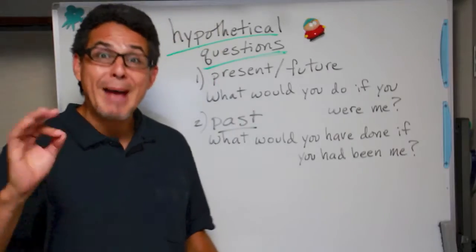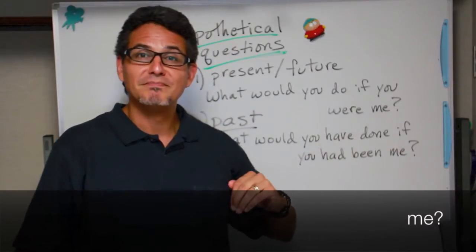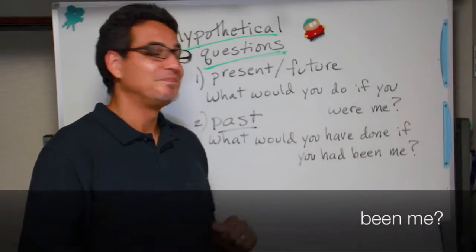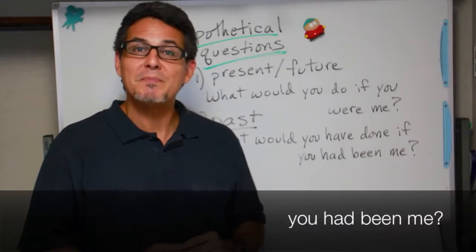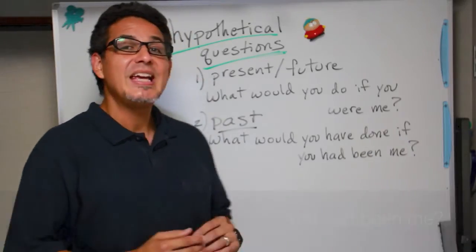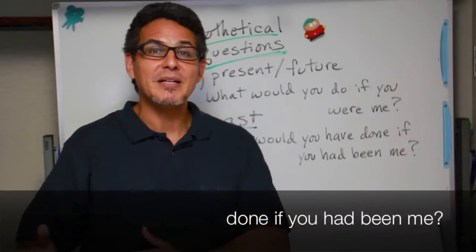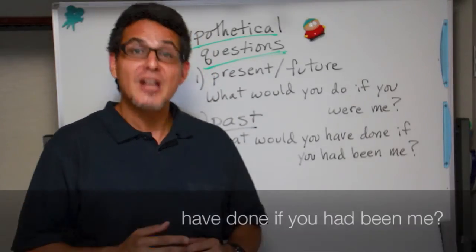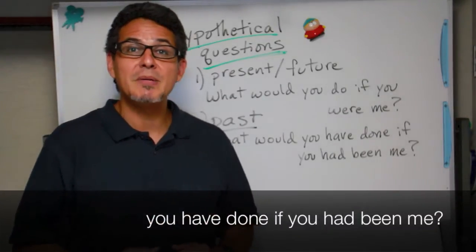Let's practice that backwards until we can say it smoothly. Ready? Me. Been me. Had been me. You had been me. If you had been me. Done if you had been me. Have done if you had been me. You have done if you had been me.